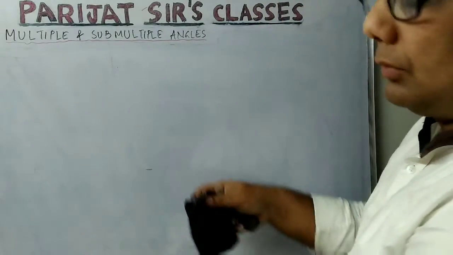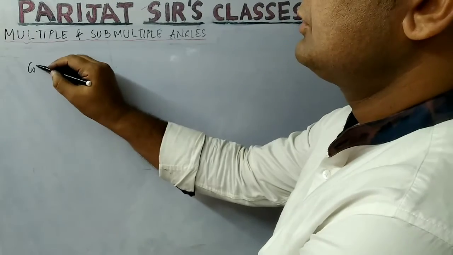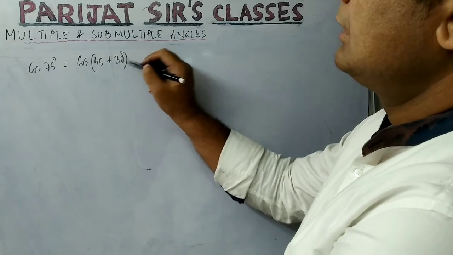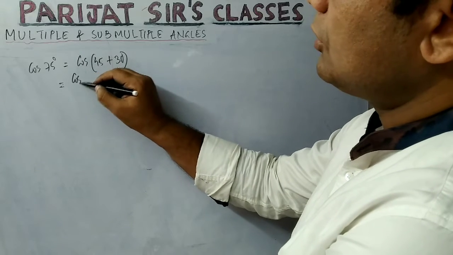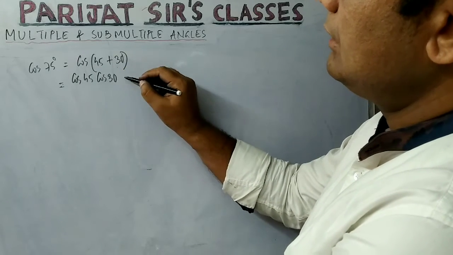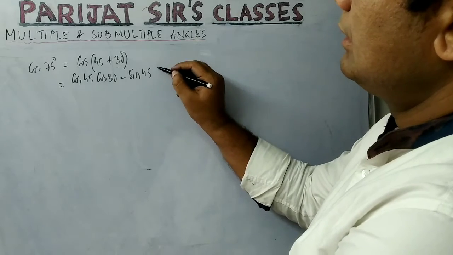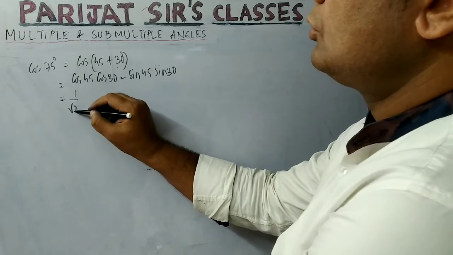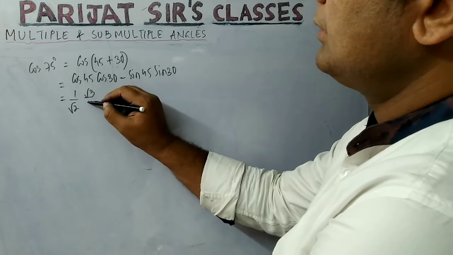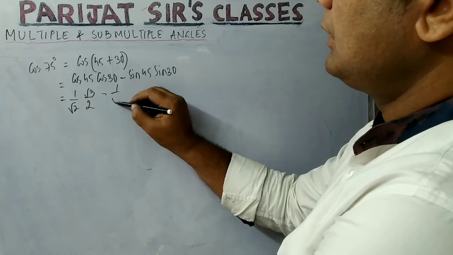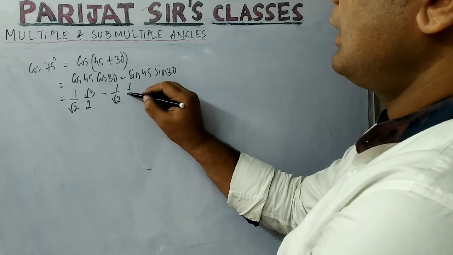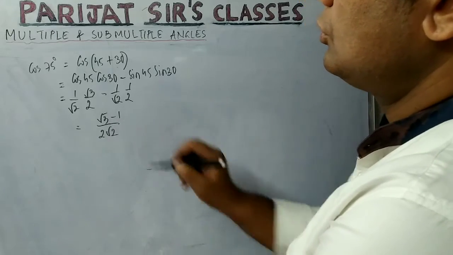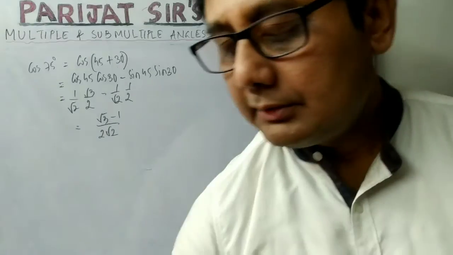Similarly, you can calculate the value of cos 75 degree, which will be cos of 45 plus 30. So this is cos A plus B, which is cos A cos B minus sin A sin B. So cos 45 is 1 by root 2, cos 30 is root 3 by 2, minus sin 45 is 1 by root 2, sin 30 is half. So the value comes out to be root 3 minus 1 by 2 root 2. So this is the value of cos 75 degree.